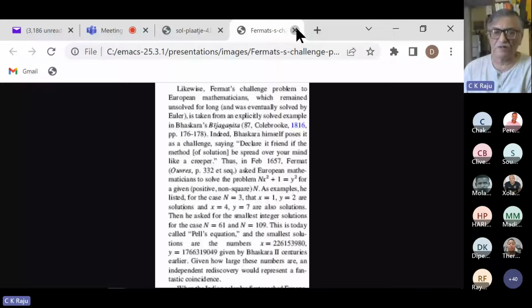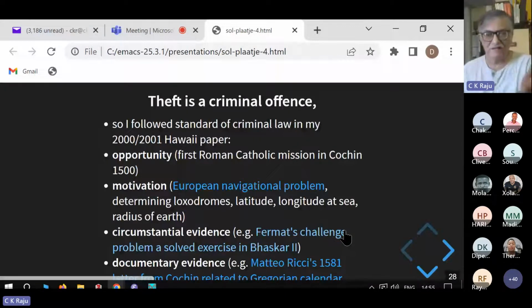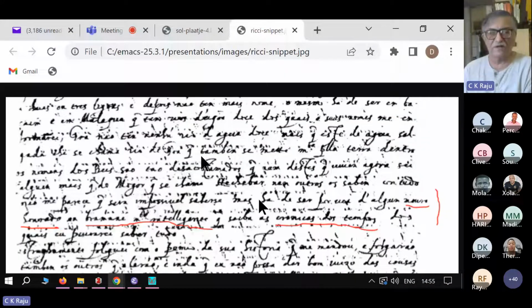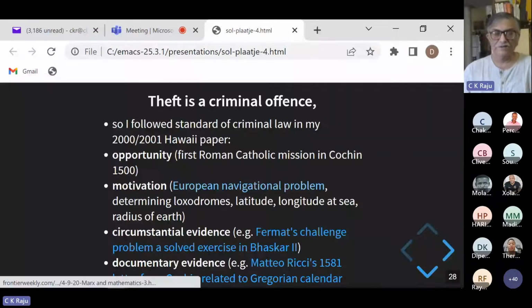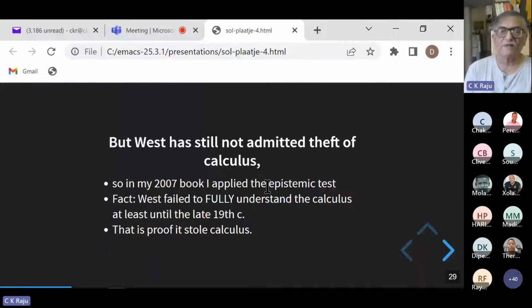And there is, of course, documentary evidence, like Matteo Ricci's handwritten letter from 1582, in which he is in Cochin looking for an intelligent Brahmin to tell him about the methods of timekeeping. I'll skip that because we are not into history, we are into education. But the West has not admitted the theft of calculus. Therefore, in my 2007 book, I applied the epistemic test and said this is proof that the West stole the calculus, because it did not understand.